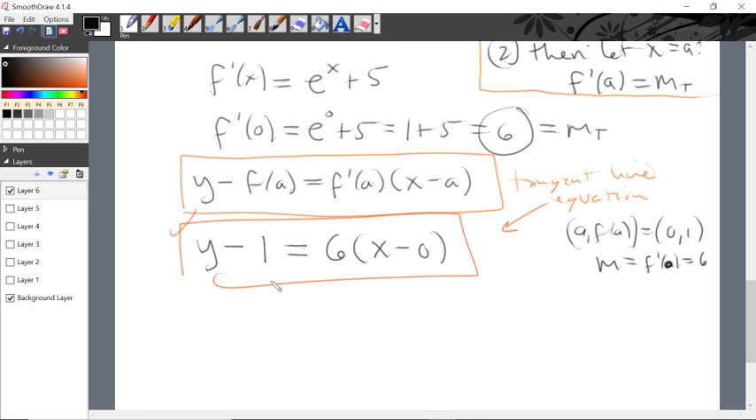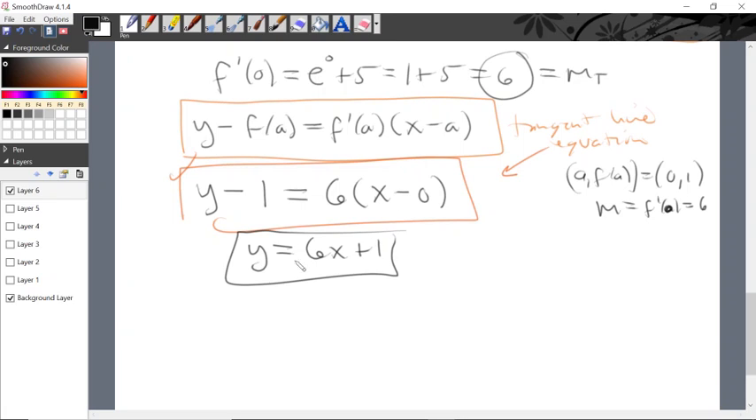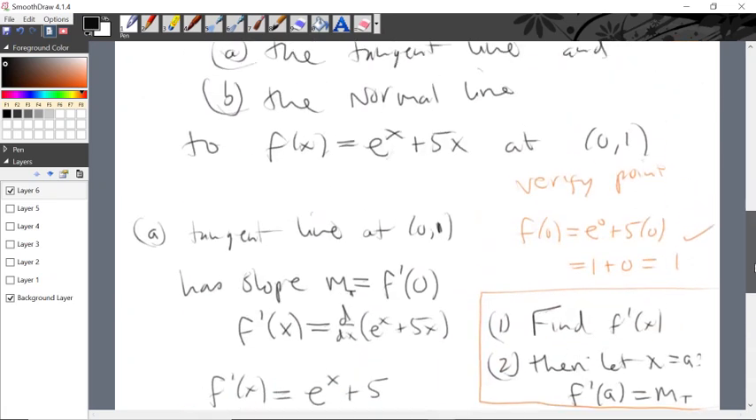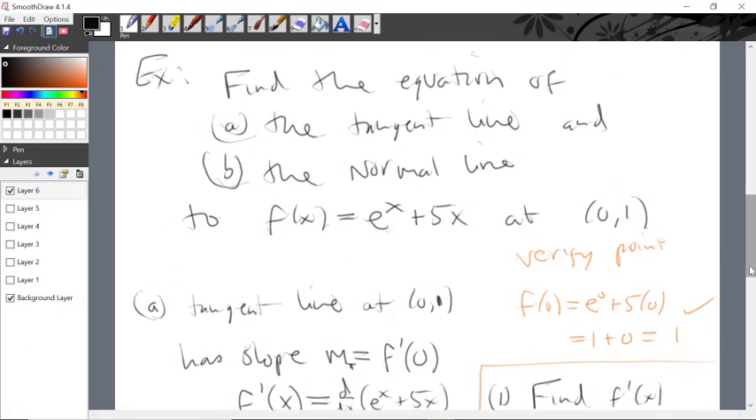You can also put it into another form, like slope-intercept form. So y equals 6x plus 1. That would be the slope-intercept form of the equation right there. So there's our tangent line equation for part A. Either one of these, y equals 6x plus 1, is the tangent line to the curve at the point 0, 1. And then we want to find the normal line now.